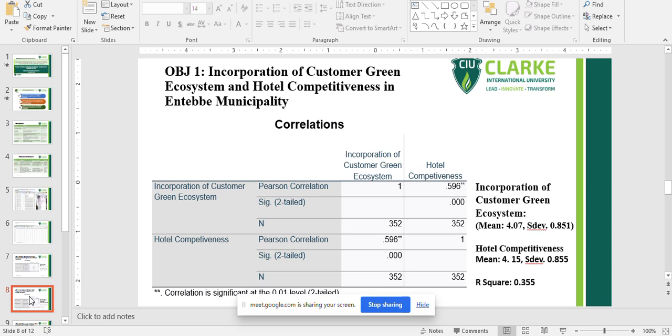An R square value of 0.355 was obtained, which if converted to percentage is 35.5%, which implies that hotel competitiveness in Entebbe municipality is explained by 35.5% of incorporation of customer green ecosystem.